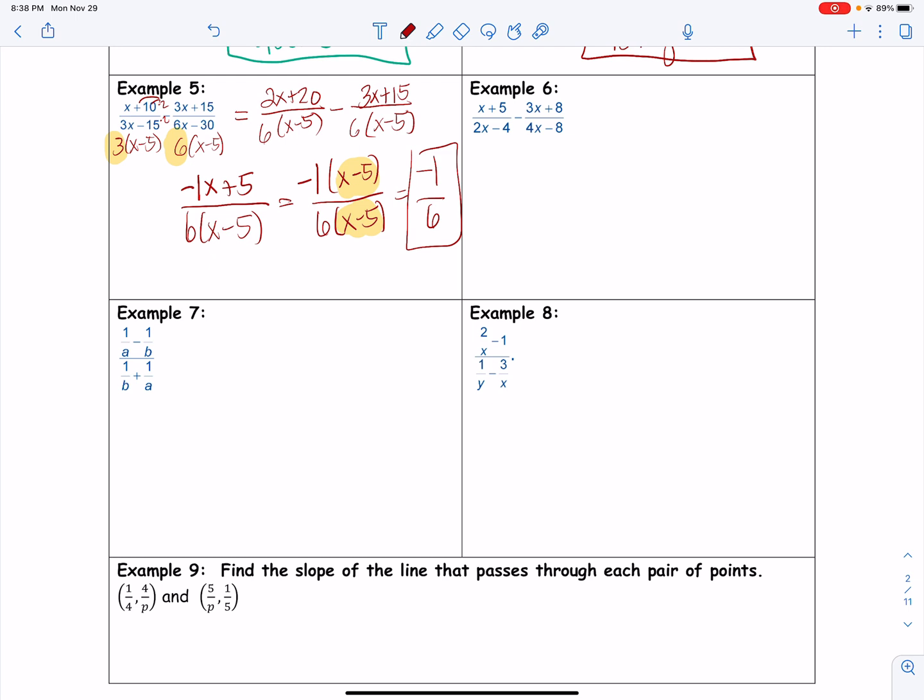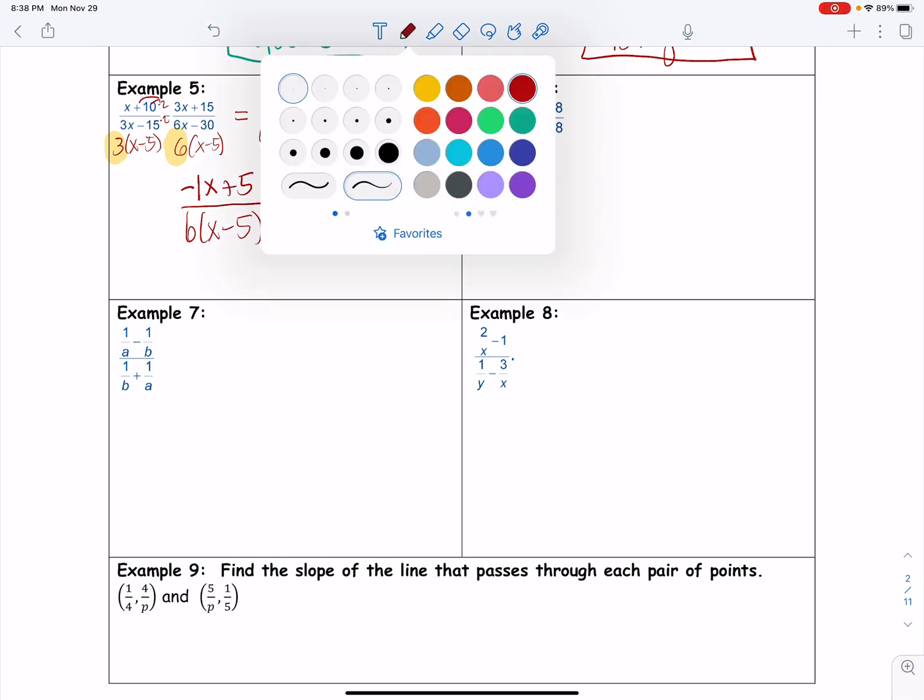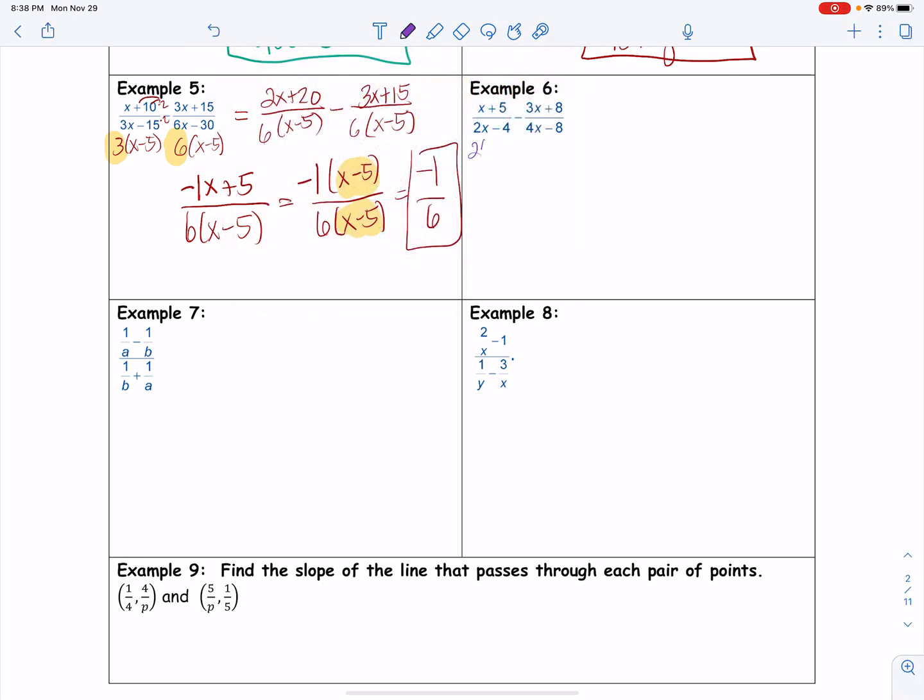Okay. So now if you look at the next one, I would like you to pause and try it on your own. Then I would like you to check and see how you did. So if I do the next one, I would take out a 2, that gives me an x minus 2. I would take out a 4, that gives me an x minus 2.